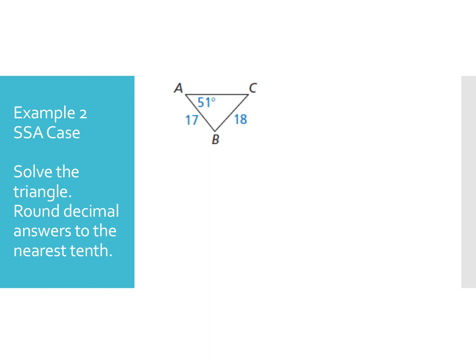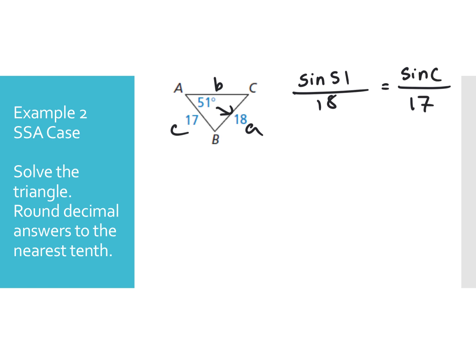So we're going to have to use the law of sines and the law of cosines. Now, let's start off by doing the law of sines. So if we have sine 51 over 18, you guys see these are across from each other. So this is going to be side A, side C, and side B. I can say that equals 17, which is side C, over sine C.